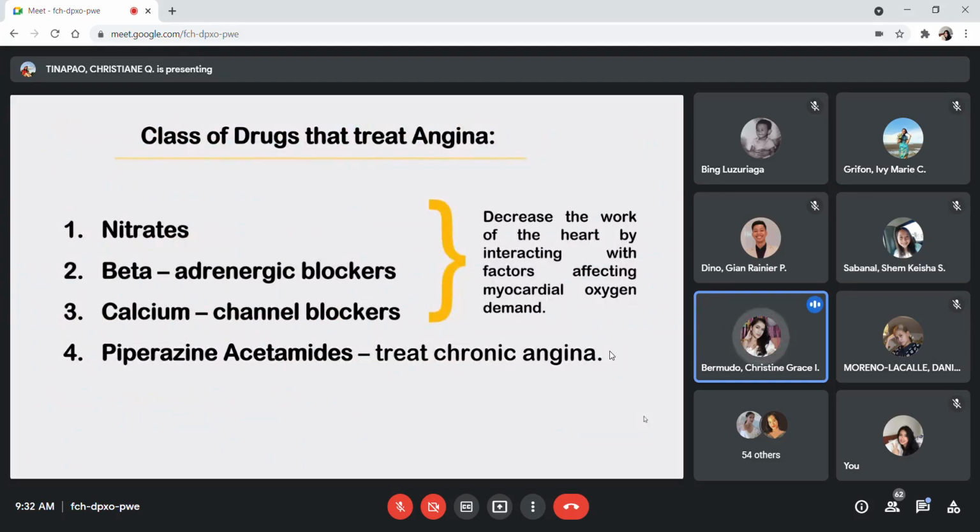Angina is treated with nitrates, beta-adrenergic blockers, and calcium channel blockers. Piperazine acetamides, a newer class of medicines, are now accessible to treat persistent angina. This type of drug's mechanism of action is unknown. However, it reduces the myocardial workload without lowering the heart rate or blood pressure.